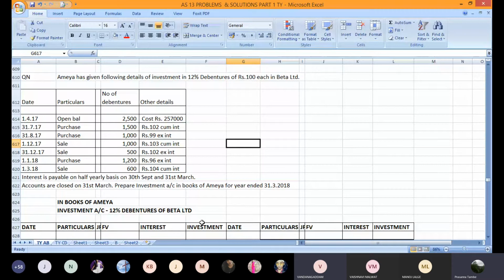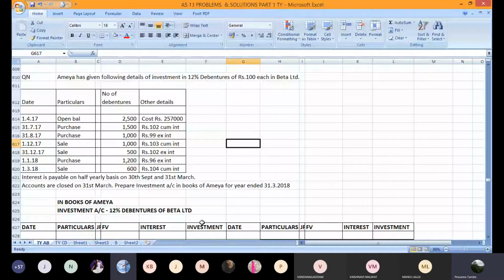Investment account debit 99,000. Interest account debit 5,000. To bank account 1,04,000. And in the face value column, 1 lakh. What about others? Others have passed the same entry. Investment account debit 99,000, then interest account debit 5,000 to bank account 1,04,000.